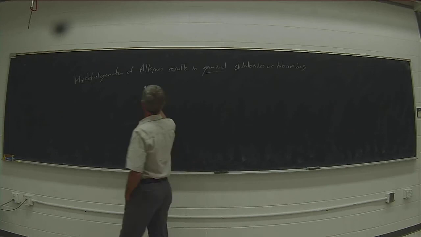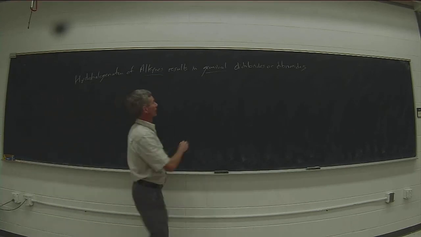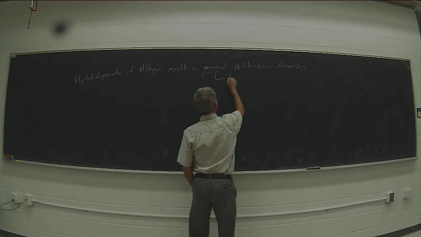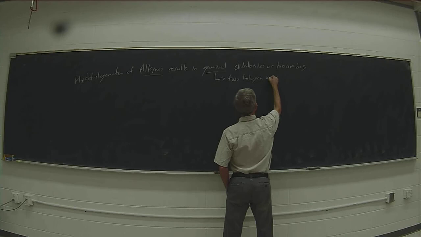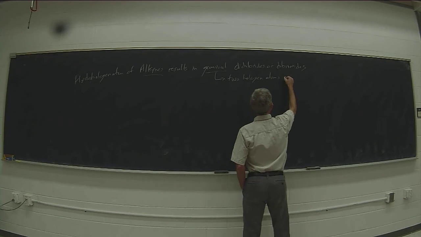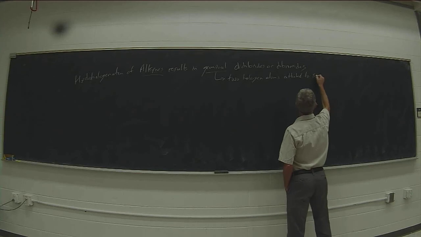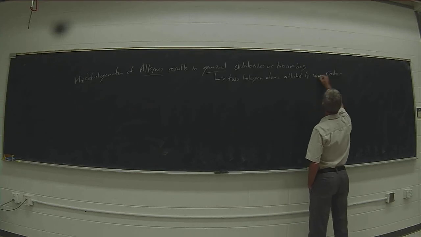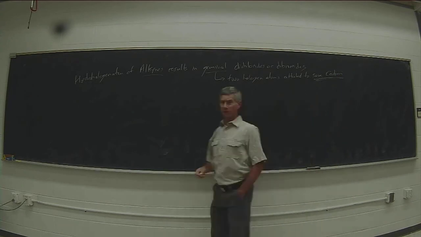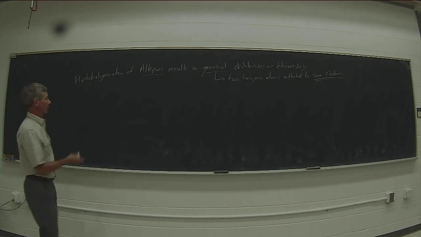And it turns out that hydrohalogenation of alkynes will result in geminal dichlorides or bromides, where the 2 halogen atoms attach to the same carbon. Geminal comes from the same root as Gemini, the twins. Both of them are attached to the same carbon.